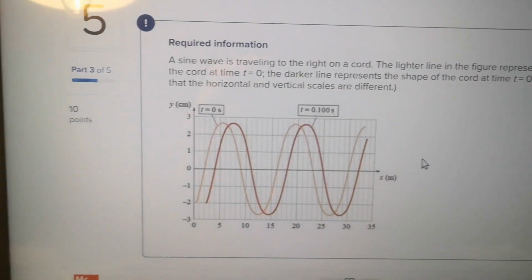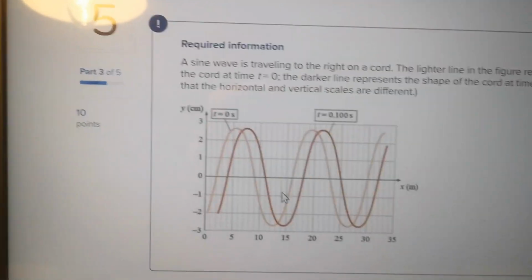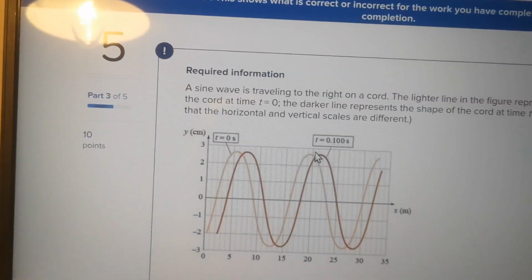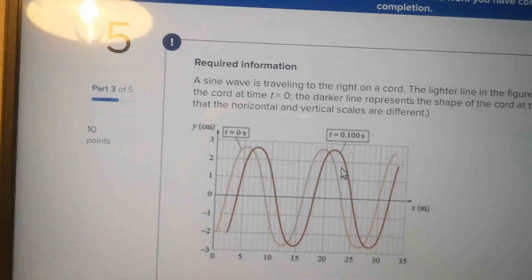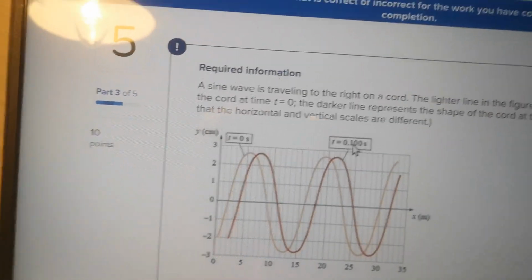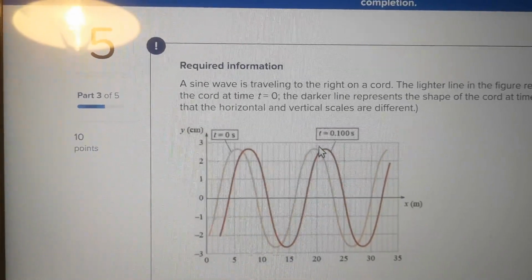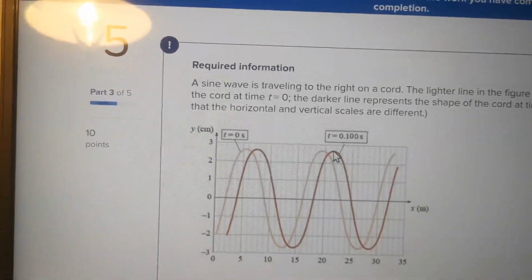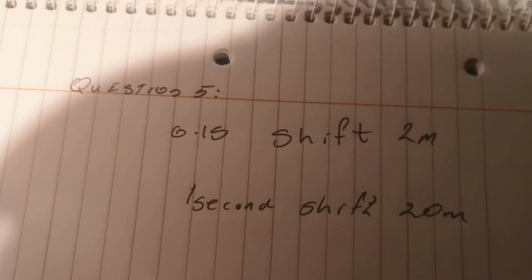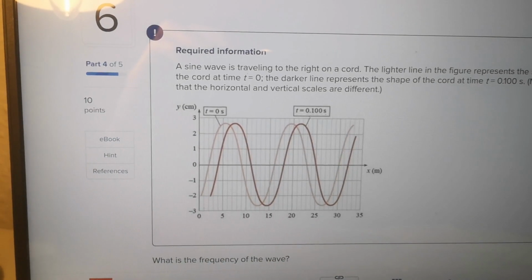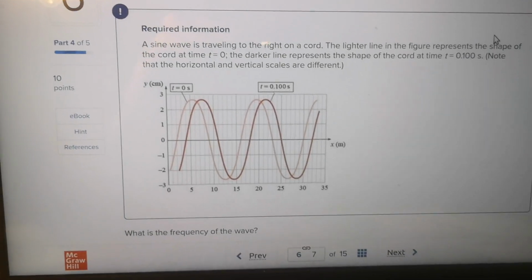Question 5 is not too complicated either. We're looking at the graph. The graph has shifted over a bit, and it's shifted over in 1/10 of a second, and in that time it shifted over 2 meters. So you could say that in 1/10 of a second the shift is 2 meters, so therefore in 1 second it's just 20 meters. Already calculated the things we require for it.